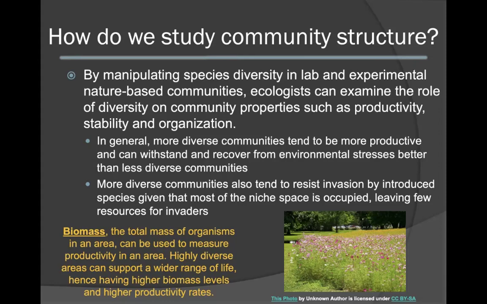Biomass is defined as the total mass of organisms in an area. This can be a very helpful measure in order to assess productivity for an area or for a system. Highly diverse areas can generally support a wider range of life. Thus, they typically have higher biomass levels and higher productivity rates.